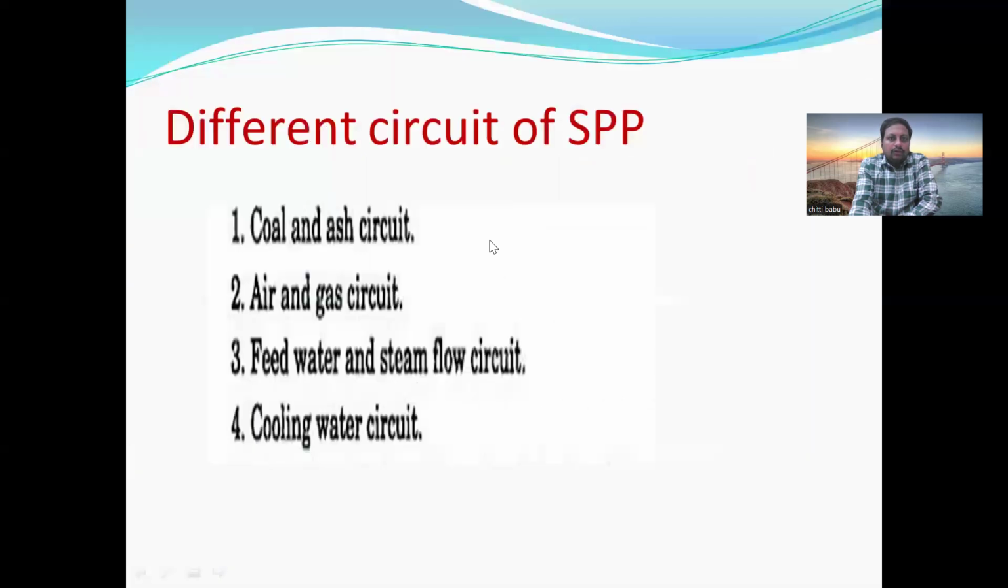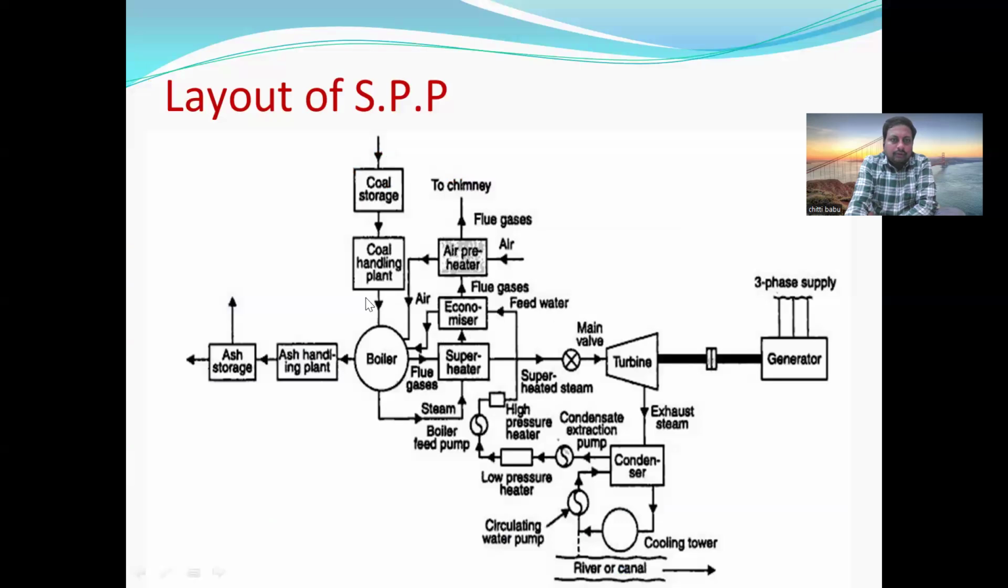We'll see the different circuits in the steam power plant. The first one is the coal and ash circuit. The second one is the air and gas circuit, then the feed water and steam flow circuit, and the cooling water circuit. First we'll see the coal and ash circuit.